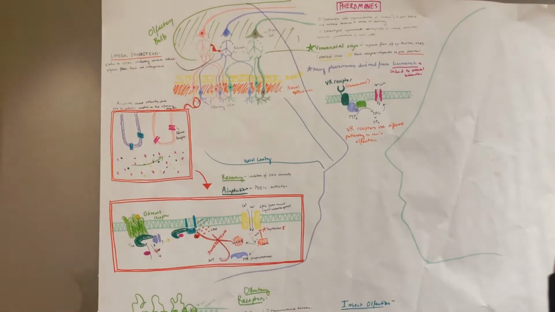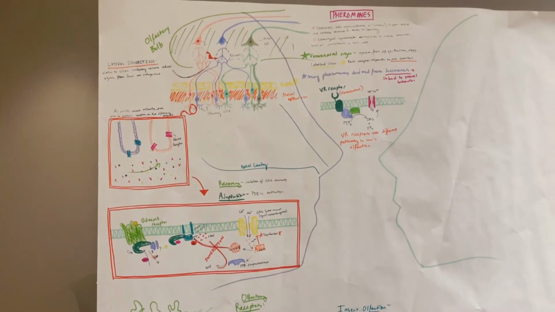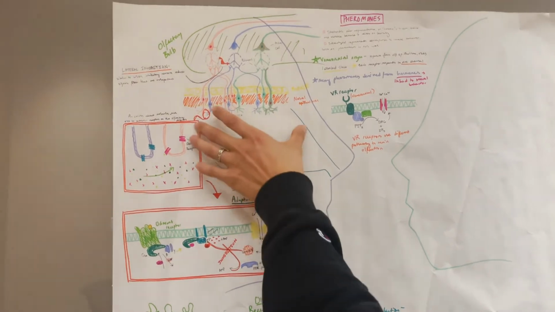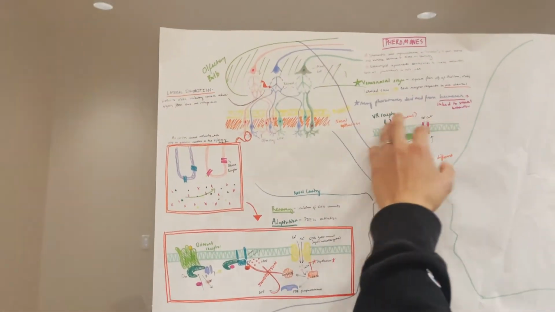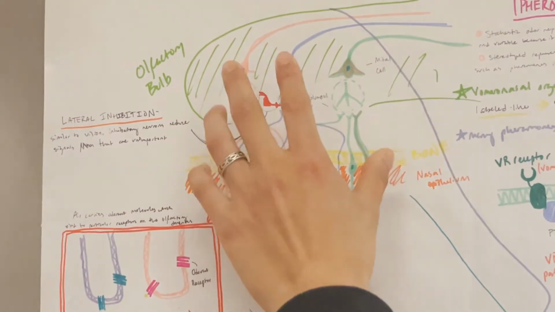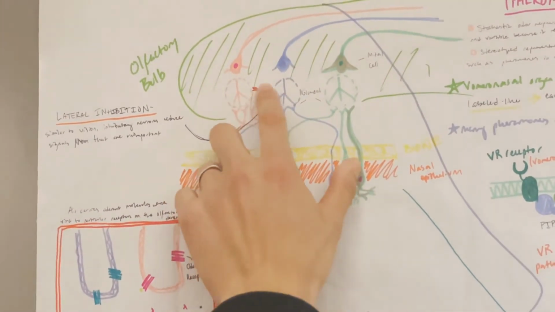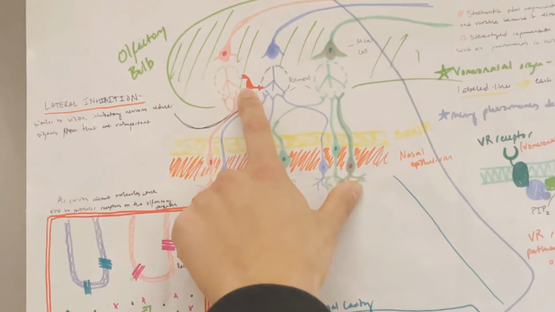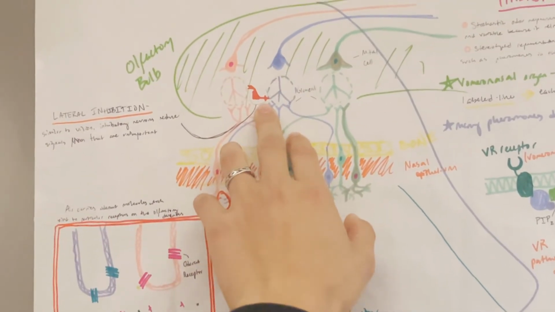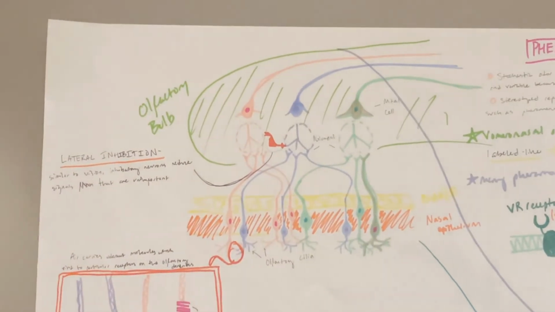I also wanted to discuss something I didn't touch on earlier in the basic rundown. If you zoom in here, between the glomeruli, this is called the periglomerular cell, and this is involved in lateral inhibition. And what is lateral inhibition?